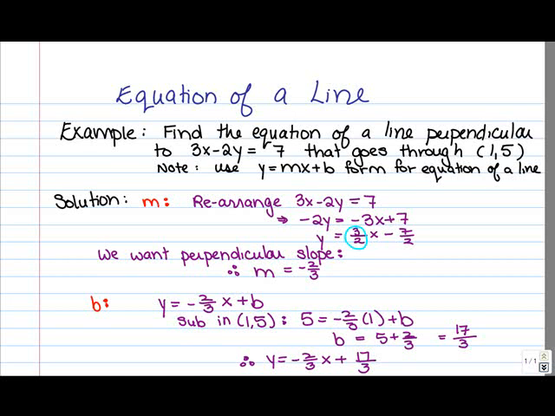Once we know that, we can substitute that into y equals mx plus b form. We know that our line has to go through the point (1, 5), so that means an x value of 1 and a y value of 5. So we can replace x with 1 in our equation, and y can be replaced with 5. And once we do that, the only unknown is b. So we can isolate for it and solve, and here we ended up with b equals 17/3, so we know we're done. The final answer is a line with slope -2/3 and y-intercept 17/3, so our equation is y equals -2/3 x plus 17/3.